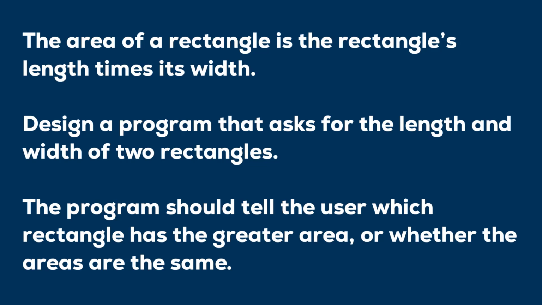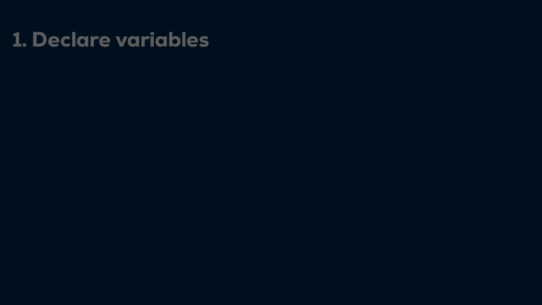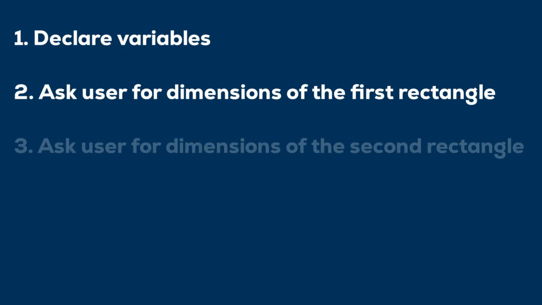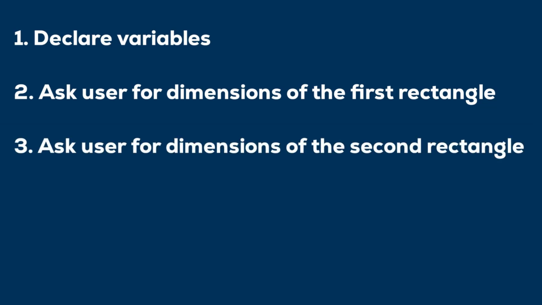Our first step, as we always do, is that we will declare our variables. Our second step is going to be that we will ask for the dimensions of the first rectangle. So we ask for the length and width of the first rectangle. Our third step will be that we will also ask for the dimensions of the second rectangle. And then our fourth step is that we are going to calculate areas for each of them. So area for the first rectangle and also the area for the second rectangle.